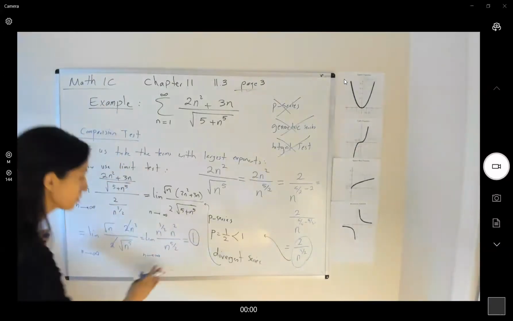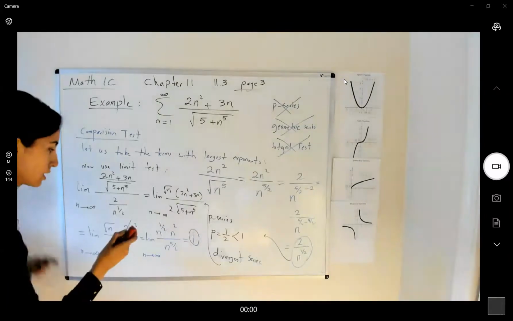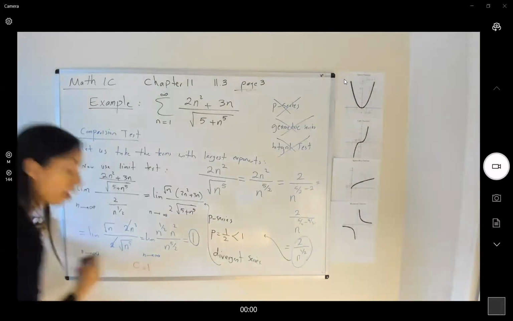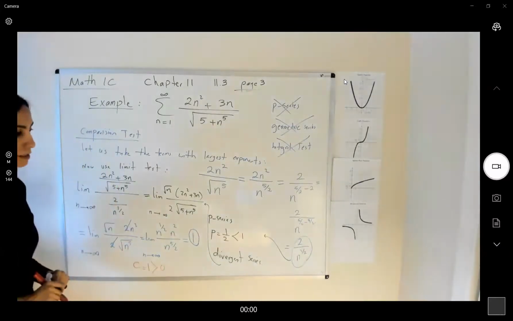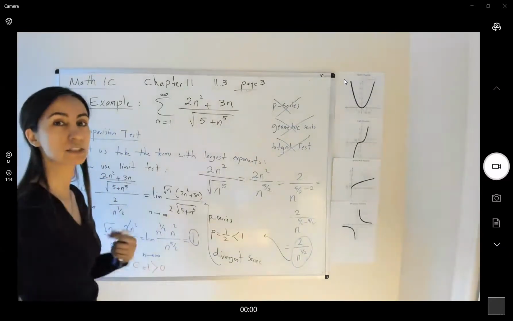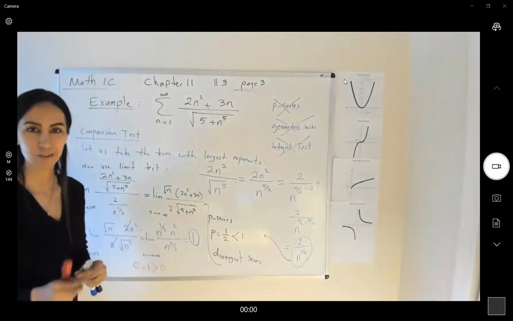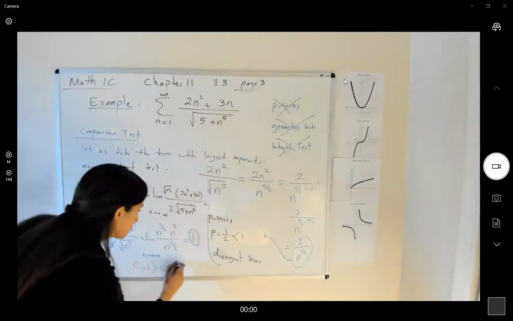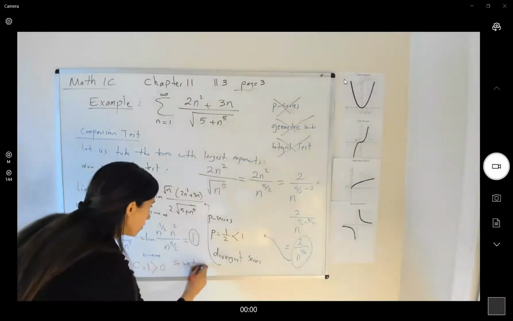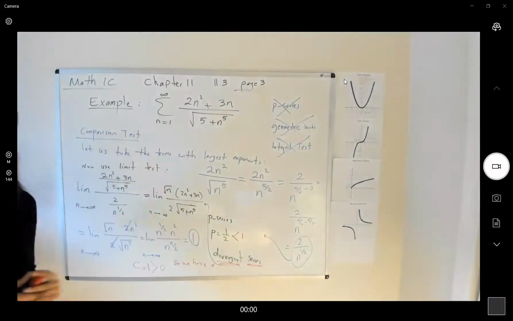Your c is 1, which is a constant greater than 0. It means that if one of the series is divergent, so is the other one. Since our p-series is a divergent series, your series is divergent as well. So we have a divergent series.